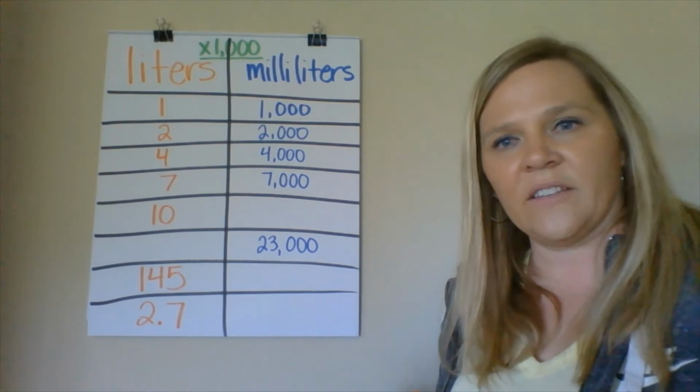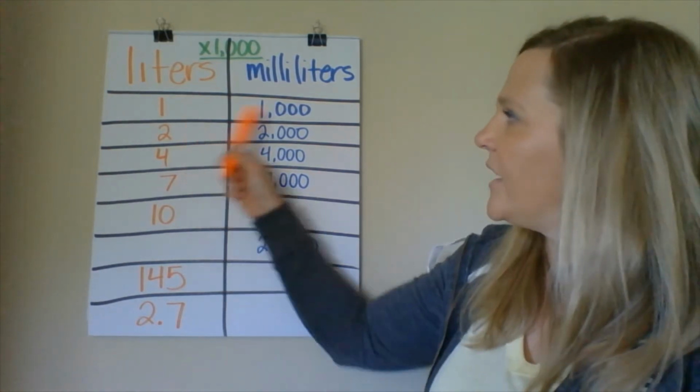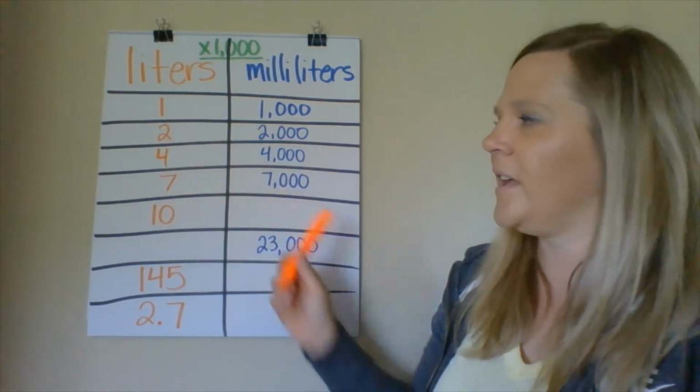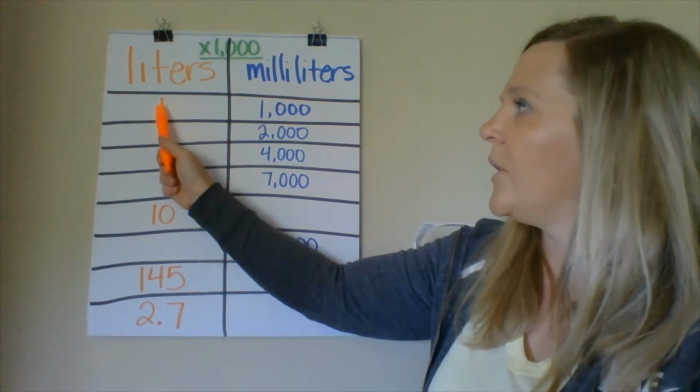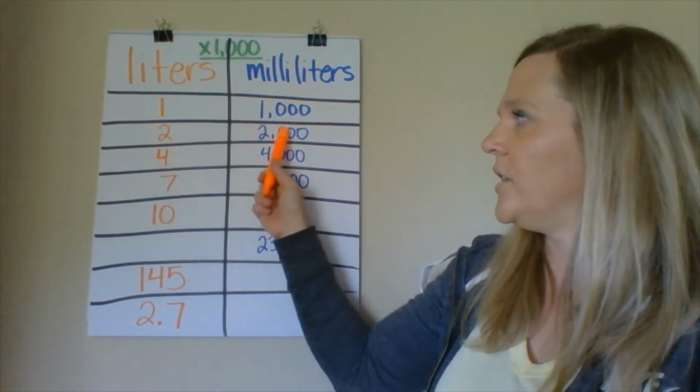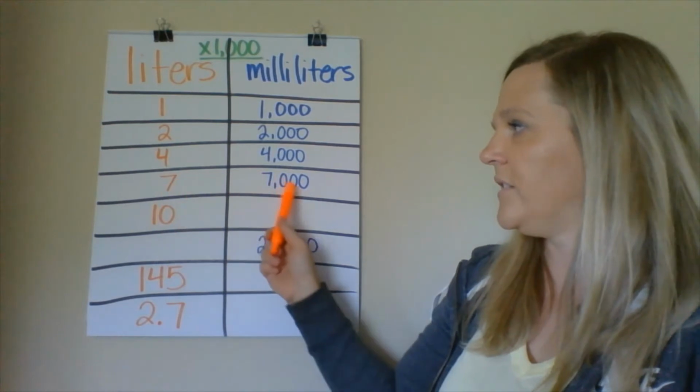Did you say 7? Because that is correct. 7 is the number we're looking for. Notice that relationship across the chart, the table here. We have a 1 and a 1,000, a 2 and a 2,000, a 4 and a 4,000, 7 and 7,000.